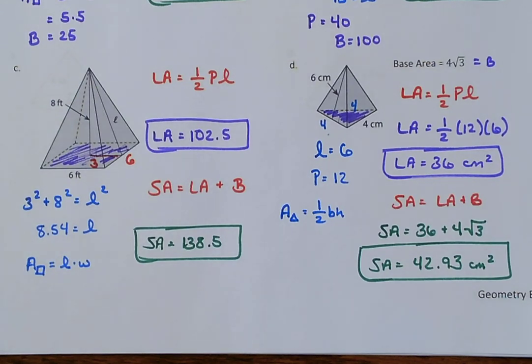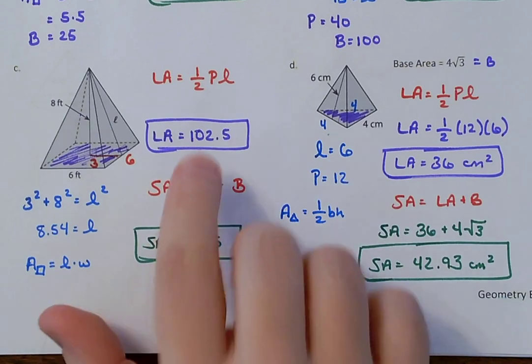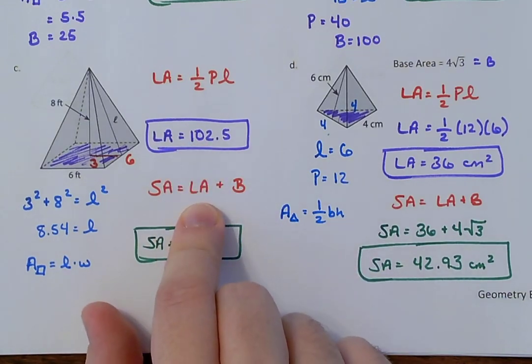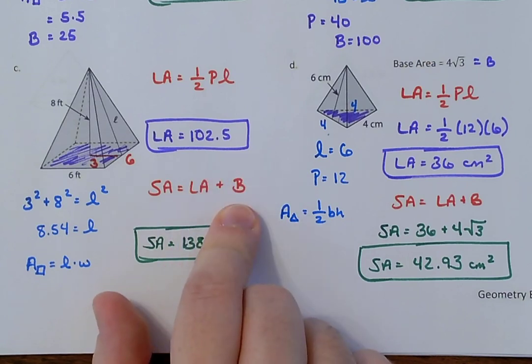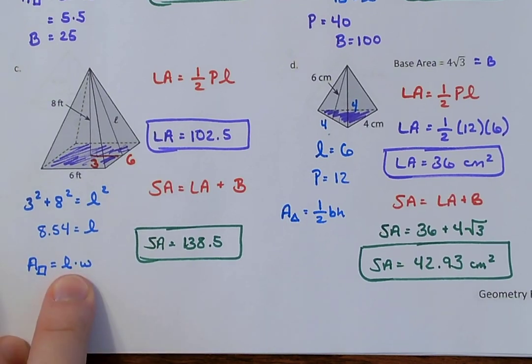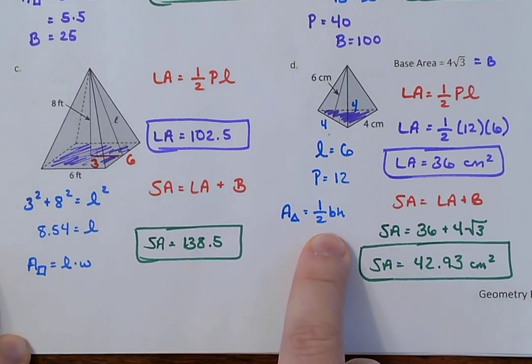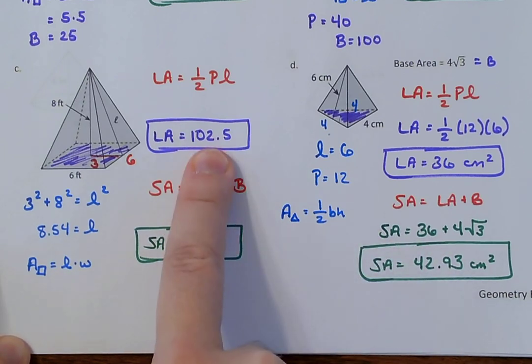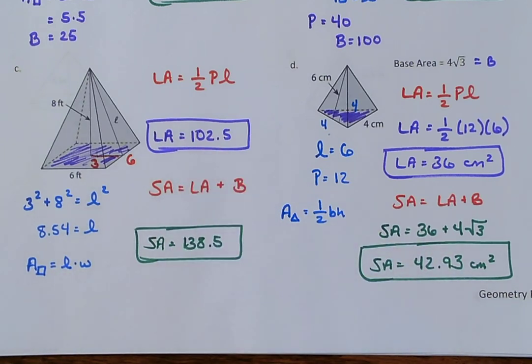Figure out your lateral area first, where it's 1/2 times the perimeter of the base times the slant height. So you're going to multiply those 3 numbers together to tell you your lateral area. Then surface area is going to be your lateral area plus the area of the base. So figure out the area of the base, whether you're going to do length times width or 1/2 base times height. And then you're going to add that number with what you got for lateral area to tell you surface area.